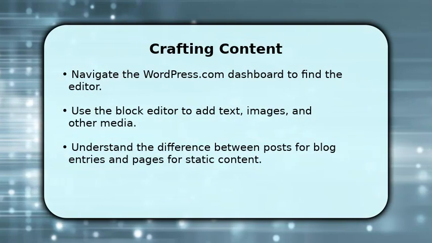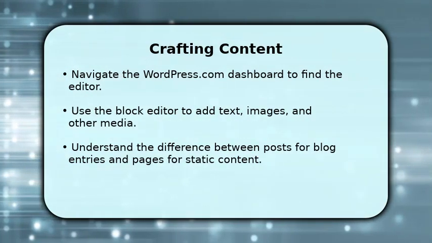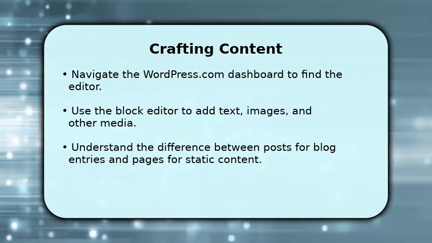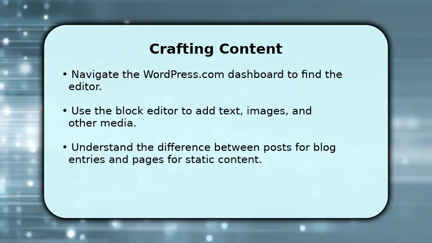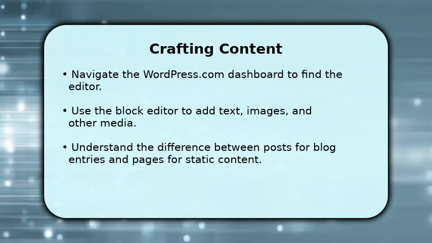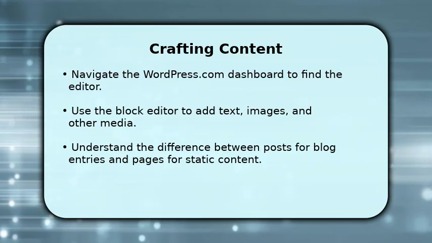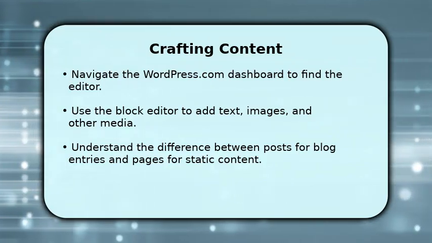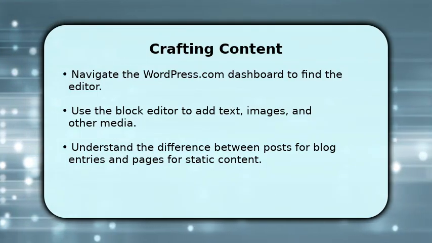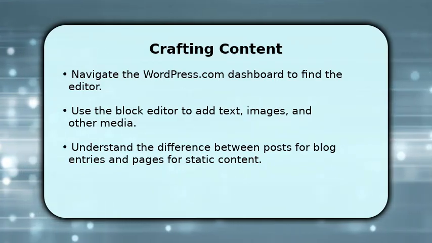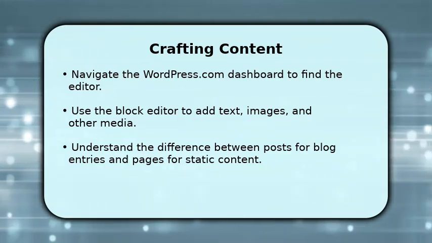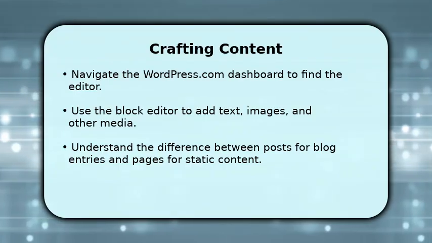Once your site is set up, it's time to create content. Head to your WordPress.com dashboard and find the intuitive block editor. Here, you can easily add text, images, and even videos to your posts or pages. Remember, posts are for dynamic blog entries, while pages are for static information like an About Us section. This flexible editor makes content creation straightforward and fun.